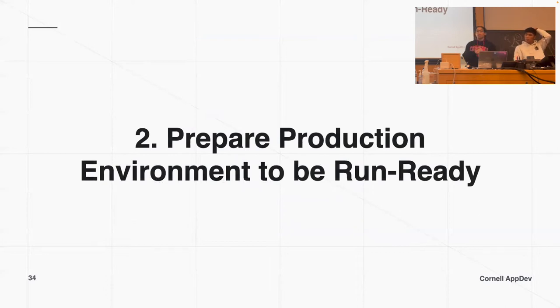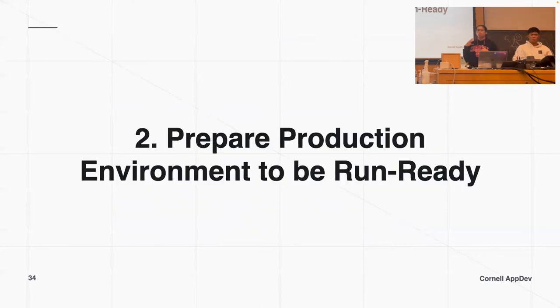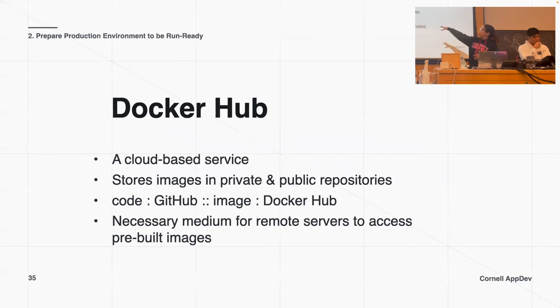And step two in this process is to prepare for the production environment, to be production ready. That comes back to good style, writing good code, removing print statements, et cetera. So Docker Hub, as I mentioned earlier, is kind of like GitHub, where you can push your code to a service and anybody can then download code from online. Basically you push code to GitHub and then you can pull code from GitHub. Docker Hub is a very similar thing.